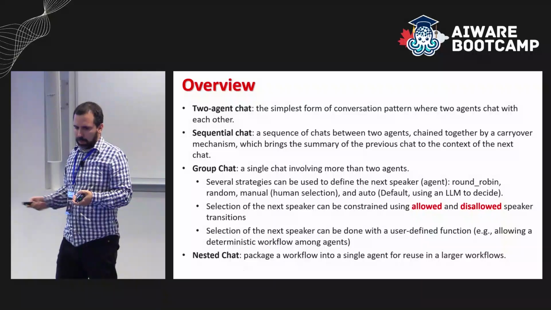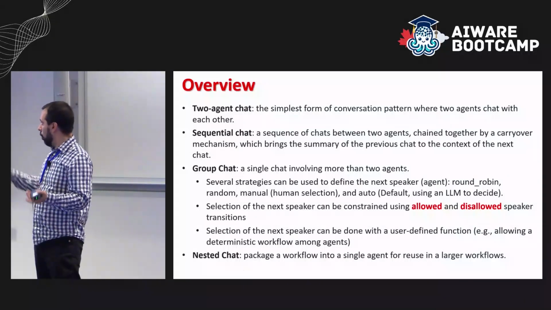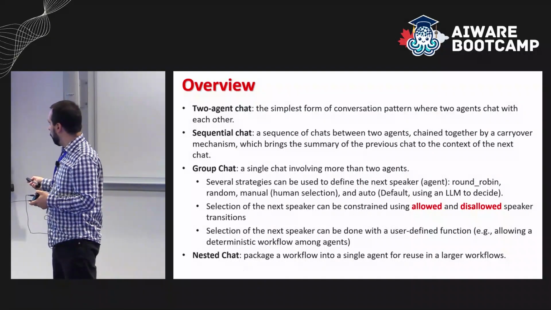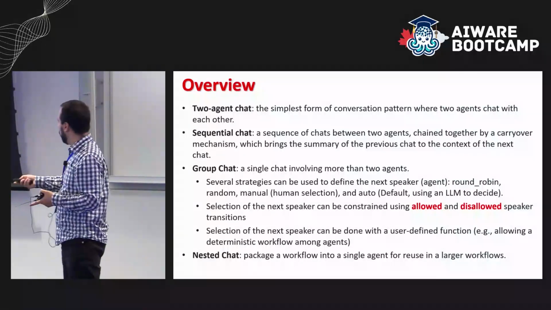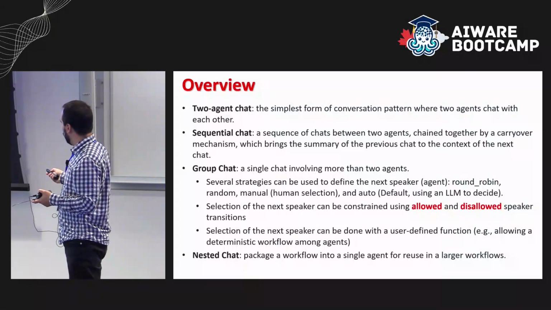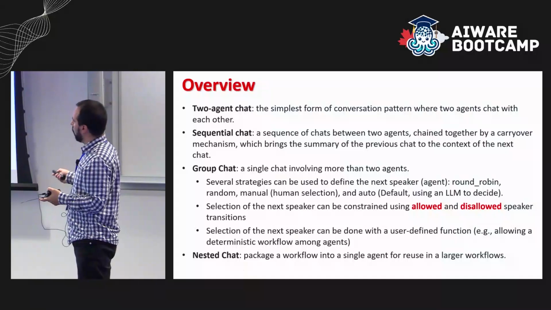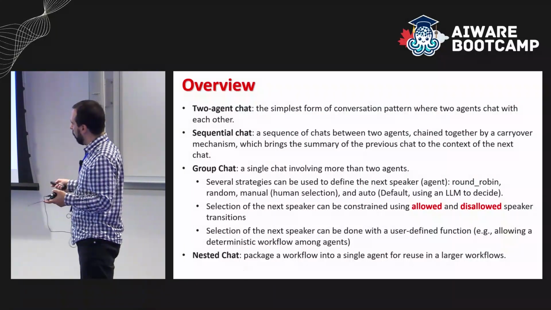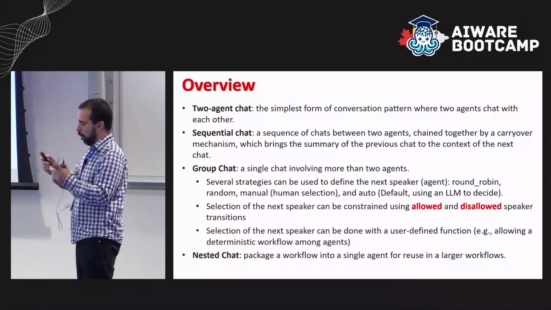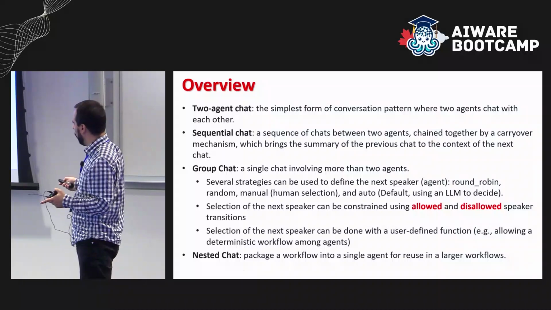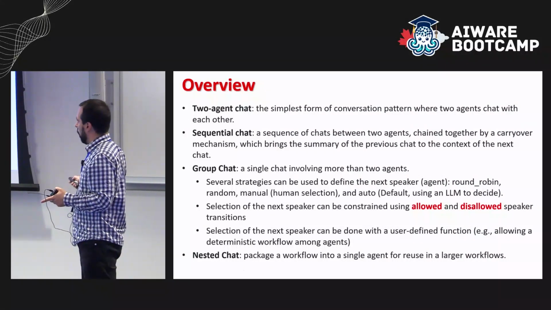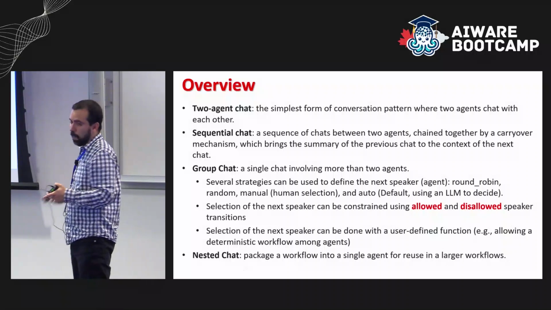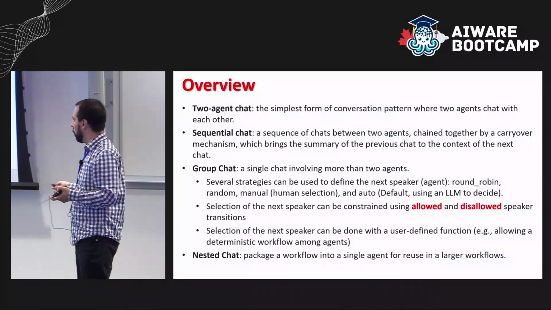So yeah, this is basically a single chat involving more than 2 agents. Now, there are several different strategies to define the next speaker. Could be round robin. We're going to go through this, but basically it could be round robin, random, manual. So the human says what the next agent should be, or, perhaps the most interesting case, you just let the LLM decide who should talk next.